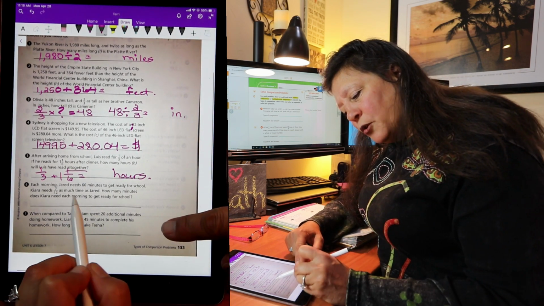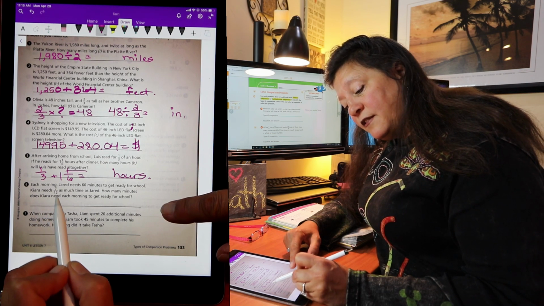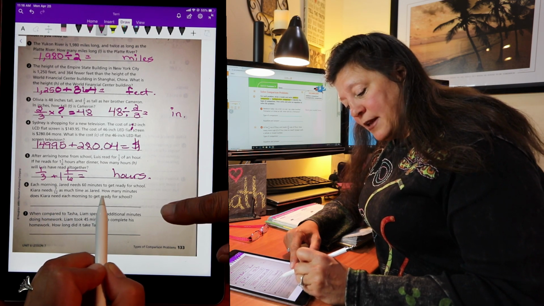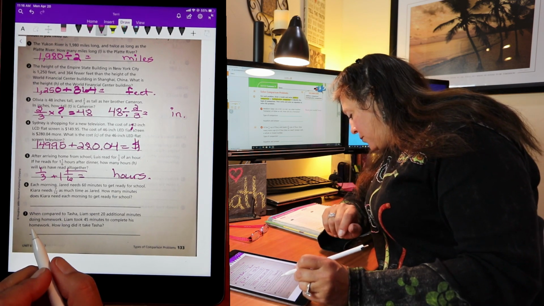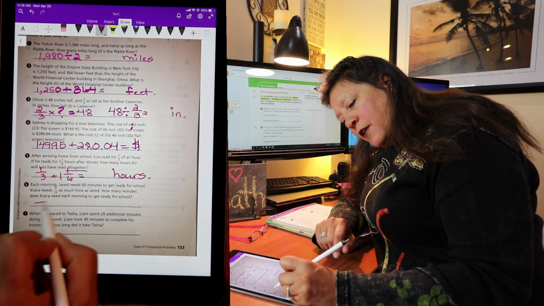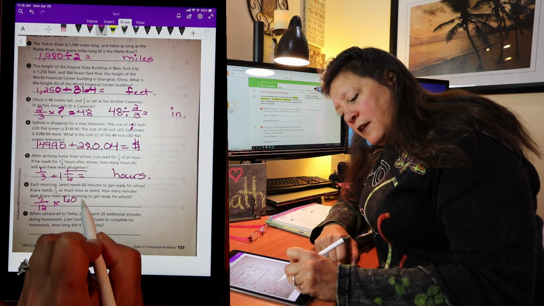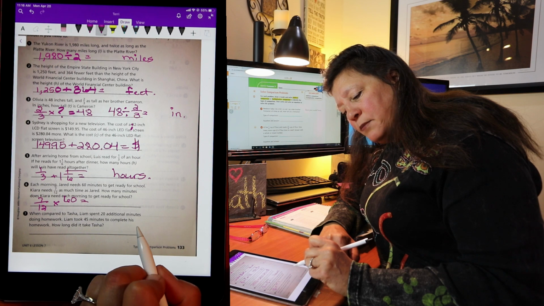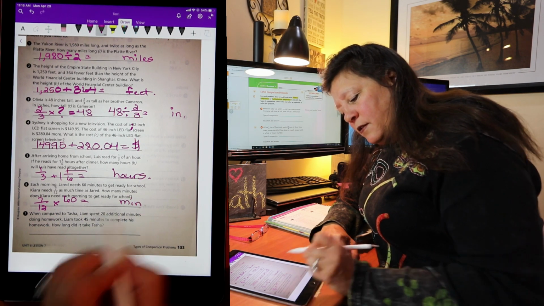Number 6, each morning Jared needs 60 minutes to get ready for school. Kira needs 7/12 as much time as Jared. How many minutes does Kira need in the morning to get ready for school? Okay, so 7/12 of 60, so times 60. Put your whole number over 1, simplify if you can. And how many minutes is your label?